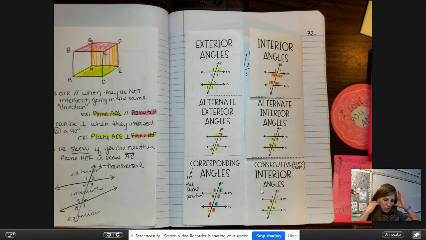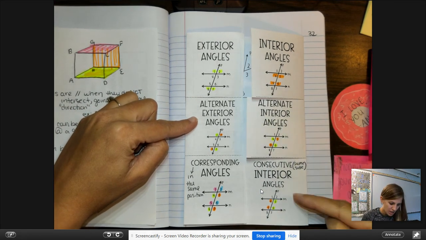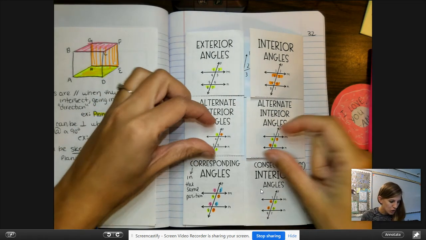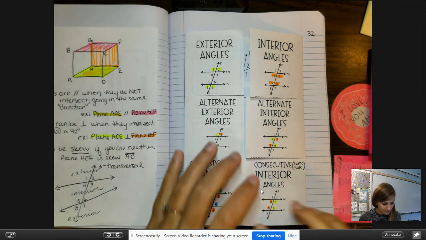Okay. So if you notice, for alternate exterior, alternate interior, and same side interior and same side exterior, there are 2 pairs of each of those. I have 4 pairs of corresponding angles though, so that's a thing.